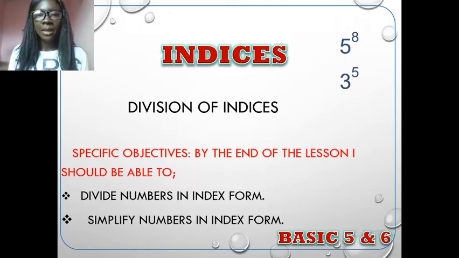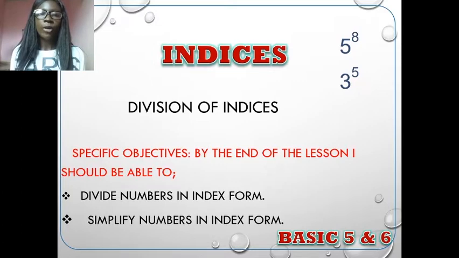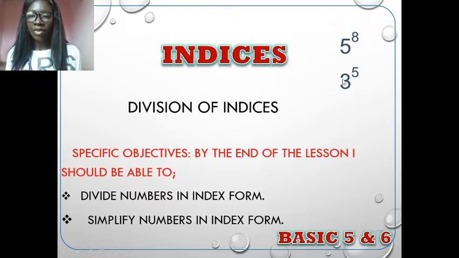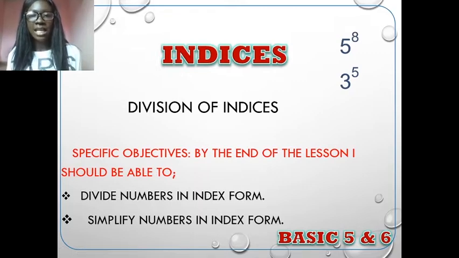Like I said last time, index is just power, and indices is the plural of index. So when you have a number here, follow my cursor, you have a number 5 to the power of 8, we pronounce it as 5 to the power of 8. And this one, we pronounce it as 3 to the power of 5. Now this 5 here, we call it the base. And the 8 at the top, we call it the power or index. It tells us the number of times we multiply the base.